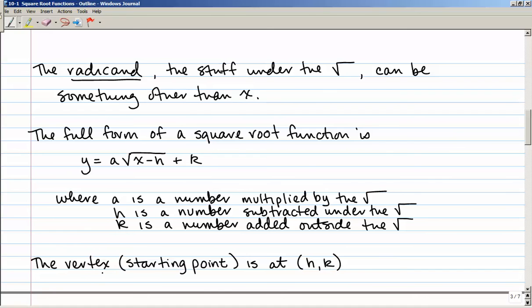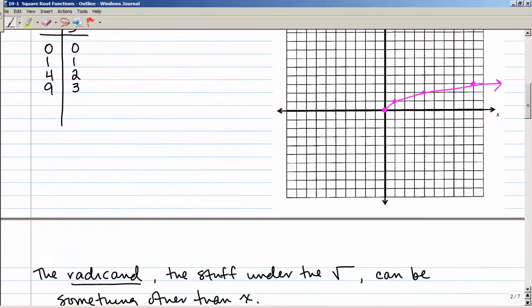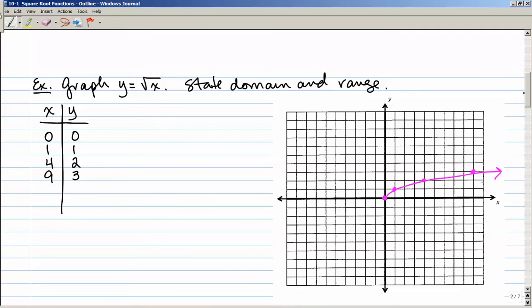The vertex, or the starting point of our graph, is going to be at the coordinates h, comma, k. So in other words, whatever h is, that's going to be the x of your vertex. Whatever k is, that's going to be the y of your vertex. And notice up here when we did the parent graph of the square root function, I didn't have anything subtracted underneath the radical, and I didn't have anything added out front, so my h is 0, my k is 0, and indeed that was my starting point, or my vertex.